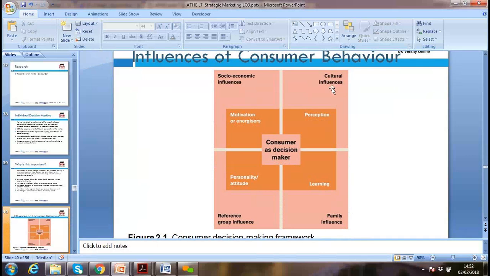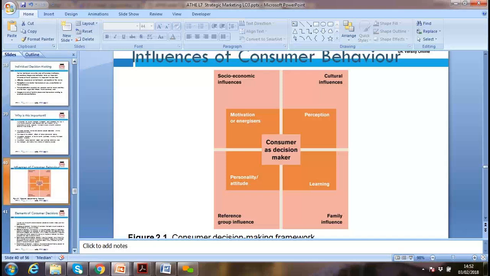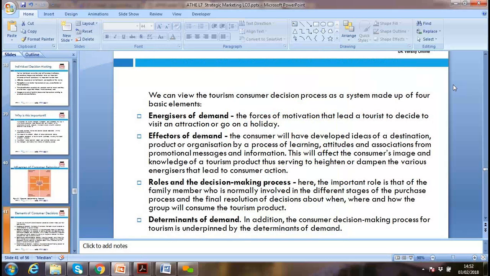Cultural difference could be a cultural influence, joint family system, individual family, and those influences could be huge. Motivation could be an energizer, personality, attitudes, learning, and the perception. So this is called the consumer as a decision maker. The consumer can make the decision on the basis of all these: socioeconomics, the reference group where they belong, the cultural influence, or the family they belong to. So all these we need to look around.